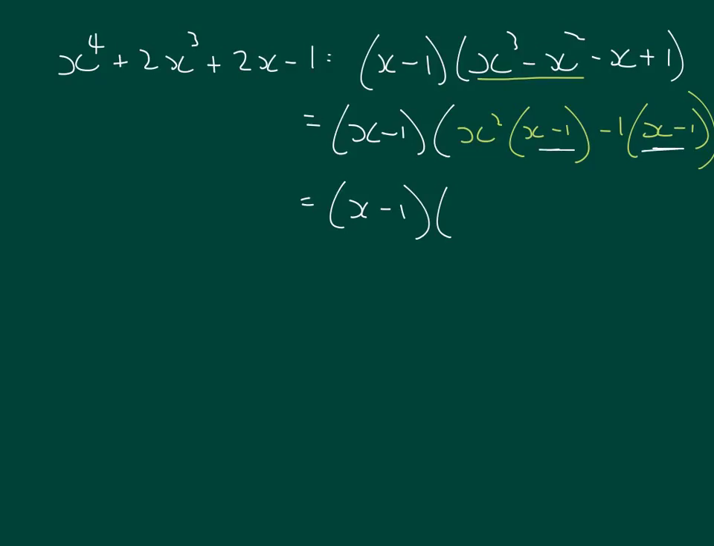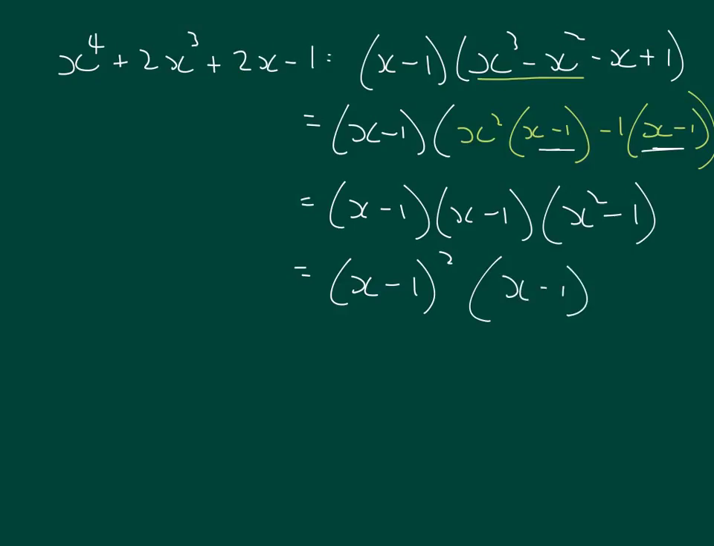Then my x minus 1 is there. This time, x minus 1 is the common factor, and I'm left with x squared minus 1. That's a difference of two squares. So x minus 1, x plus 1. And so then, being completely factorised, it's x minus 1 all cubed times x plus 1.